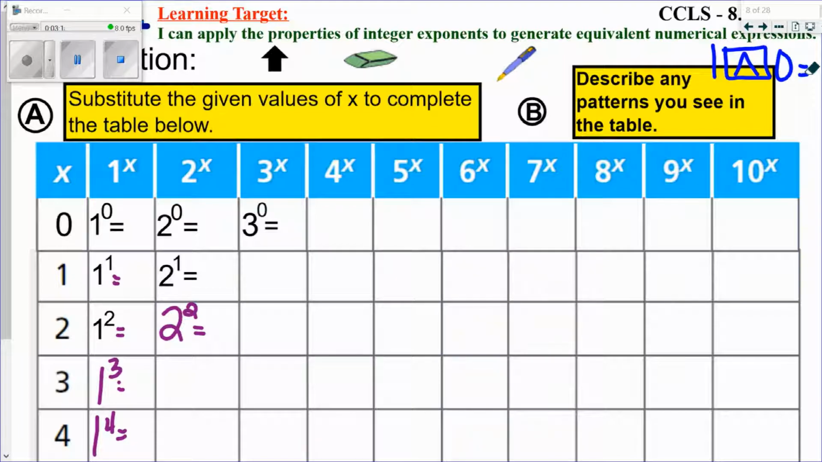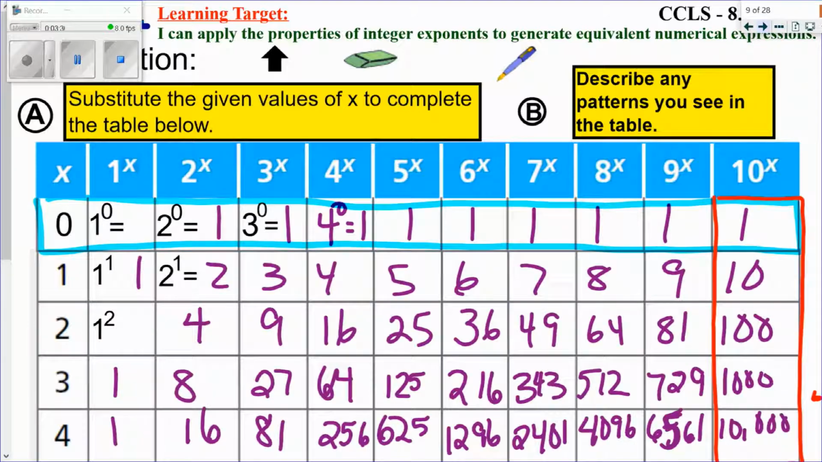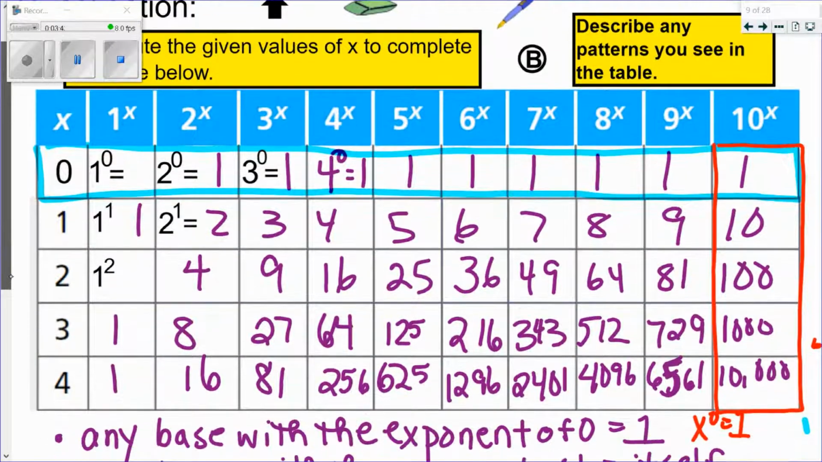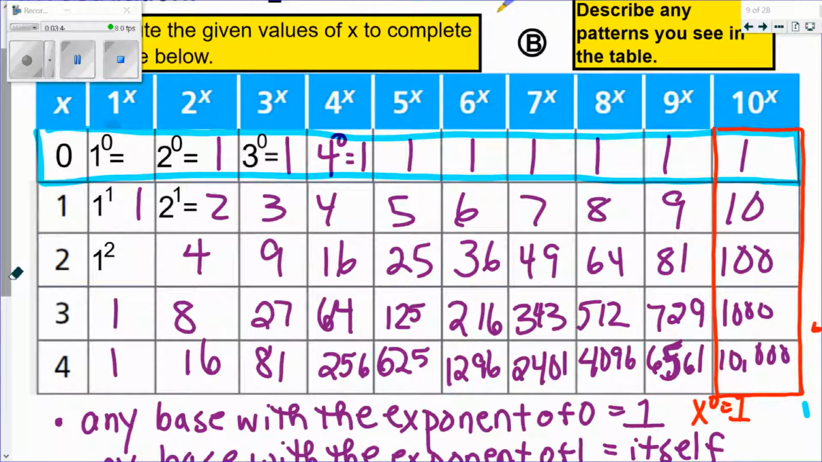So, pause your computer, and when you're done, hit play to assess your answers. That will be on the next slide. So, as you can see, here are the answers. Let me just fix the whole slide for you. And we had to come up with patterns.